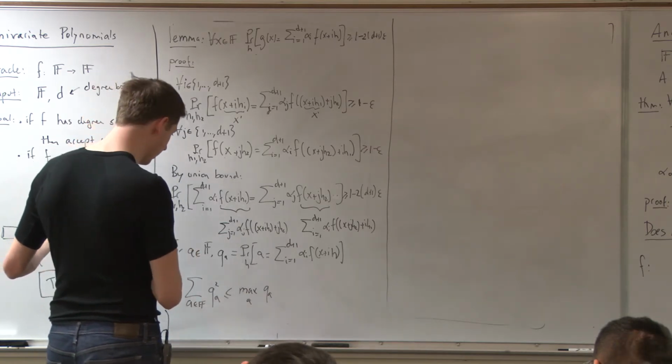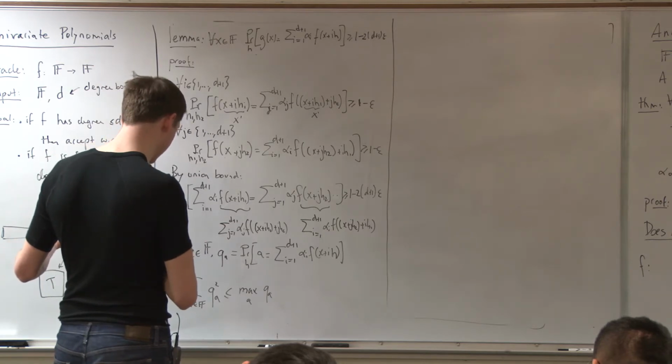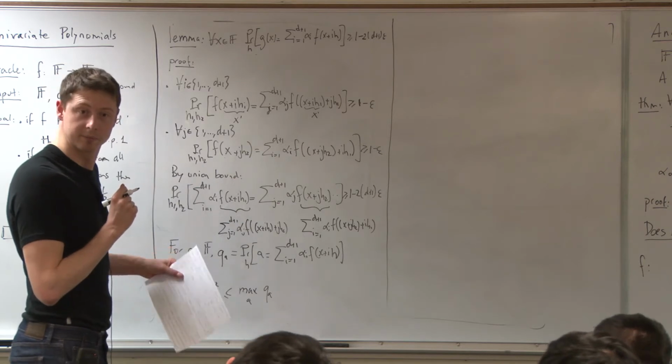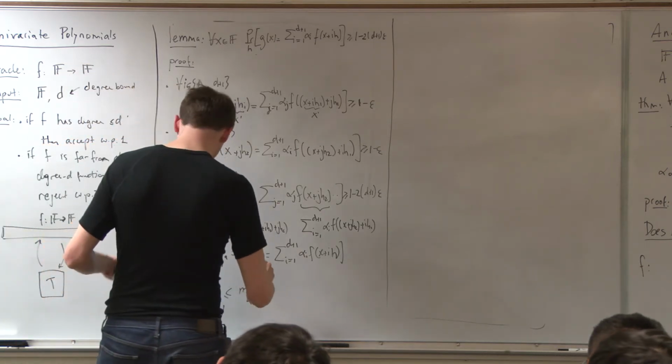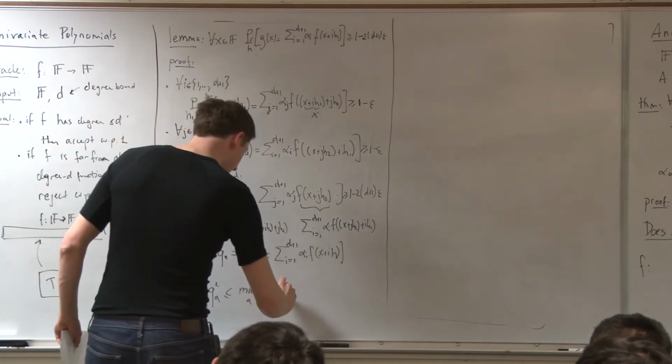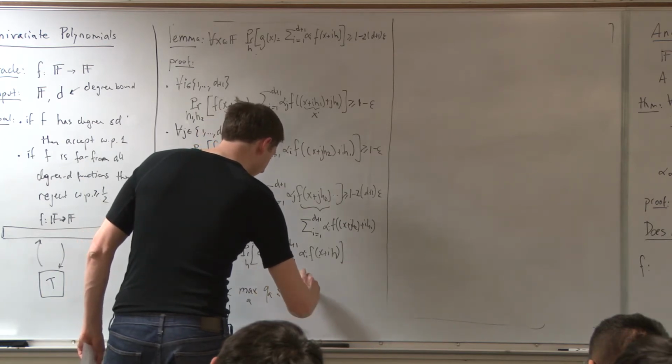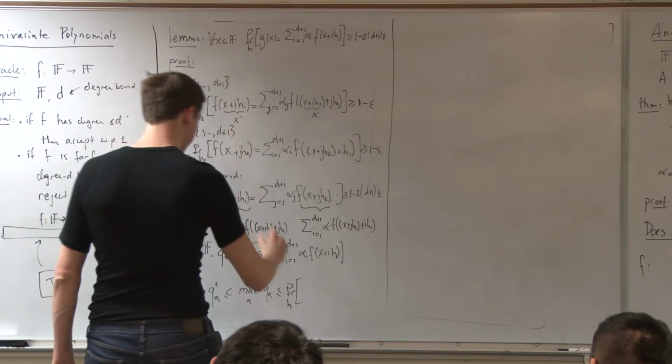Oh, but I'm here. I think I'm using Cauchy-Schwarz. Yeah, I'm using Cauchy-Schwarz. I'm using the fact that it sums to 1. And I don't want to open up Cauchy-Schwarz. But the point is, this is at most the probability over H that this holds.